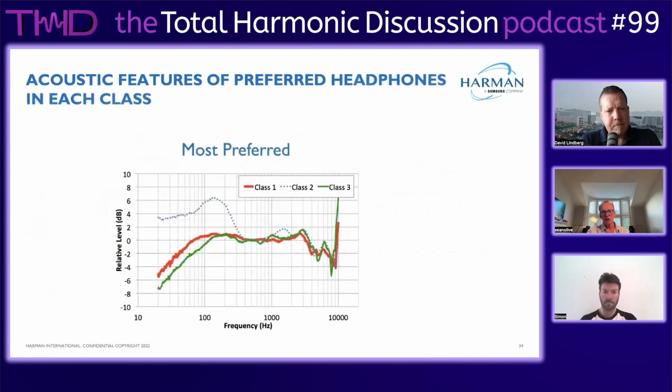So the biggest class, class 1, generally liked the Harman target as it was, perhaps a little less bass on average below 40 or 50 hertz. We had the second class, class 2. This is 15% of the listeners. They liked something with 4 to 6 dB more bass. And then we had a third class, which represented 22%, and they liked about 2 dB less bass and perhaps a little less treble.